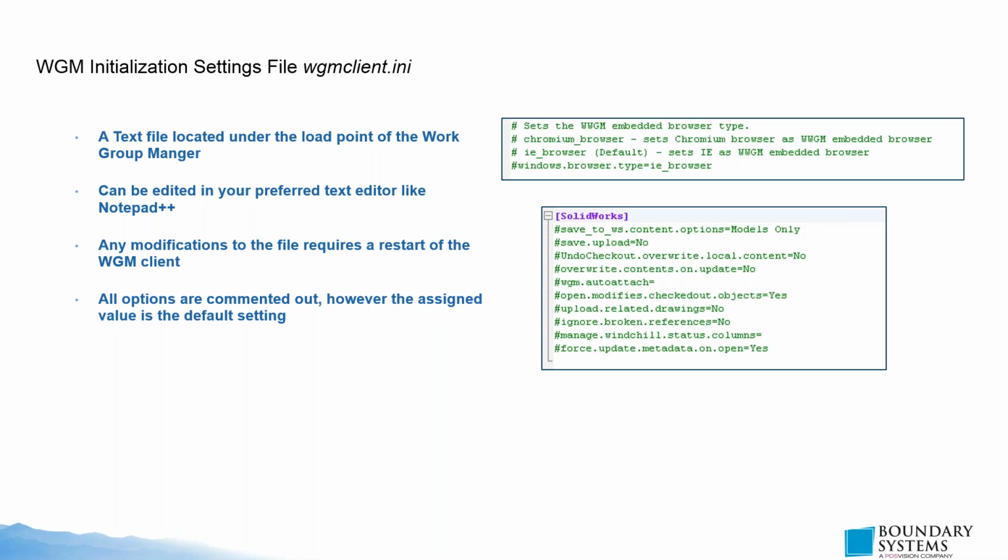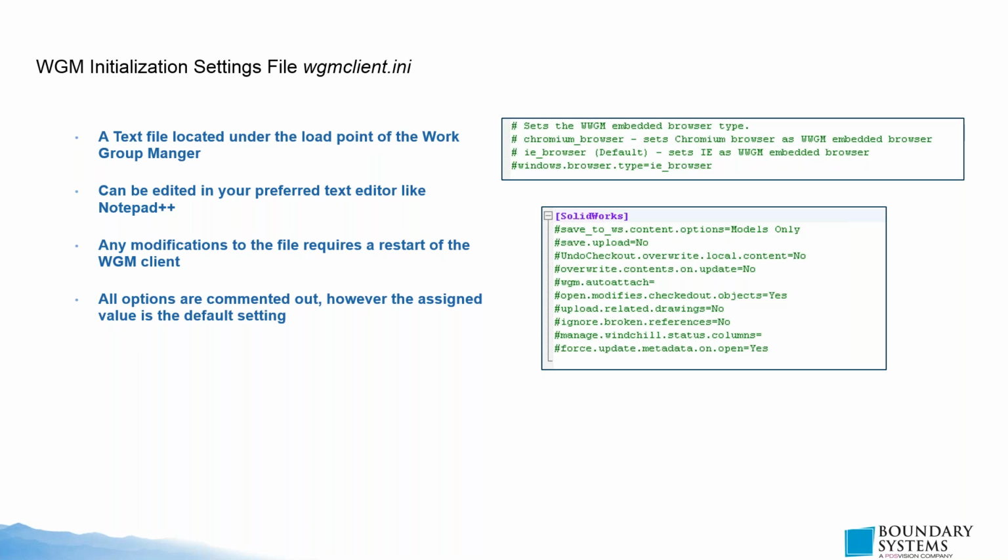You may open that file. It's just a text file. You can open it in any of your preferred text editors, and you could manipulate the entries as you see fit. Any changes you make to that file, in order for them to take effect, you need to restart the Workgroup Manager client. Out of the box, you're going to notice that all the options or the settings are commented out.